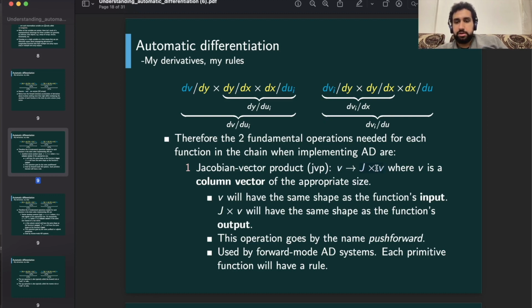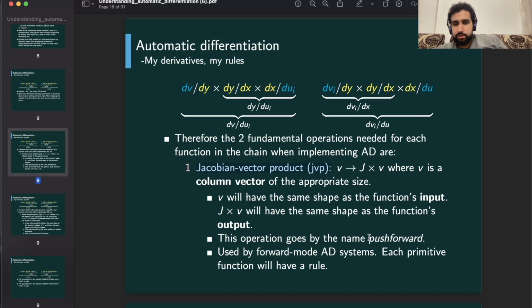And so the appropriate size in this case is the size of the inputs, because the size of J will be the number of outputs as the number of rows, and the number of inputs as the number of columns. And so v here will need to have the same size as the number of inputs, and the product here will be the same size as the number of outputs, right? And that's the fundamental operation that you need to define if your function is to be treated as a primitive by a forward mode AD package.